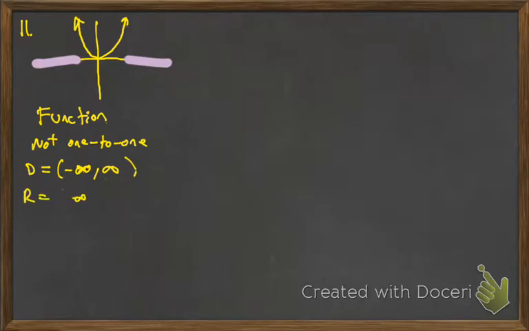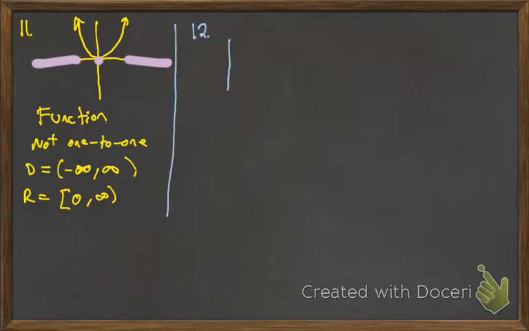Okay, so the lowest it gets is 0, and it actually touches there. And so because it touches, we'll go ahead and put a bracket there. So this is a function. It is not one-to-one. The domain is everything, negative infinity to infinity, and the range is 0 to infinity.